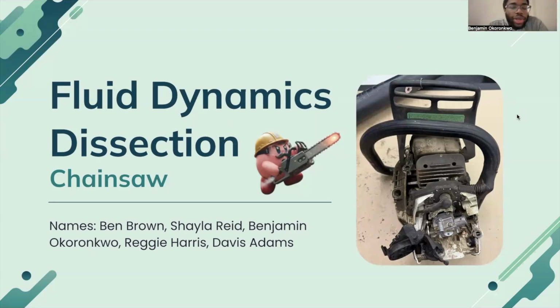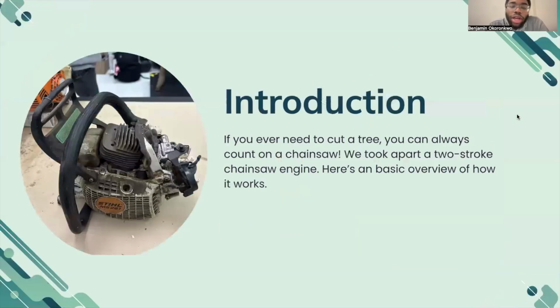Hi, today we're going to go over the fluid mechanics behind a chainsaw engine. Now, for context, we took apart a two-stroke engine and identified three major components: the carburetor, the rotor, and the piston assembly. Here's Reggie to talk more about the carburetor.